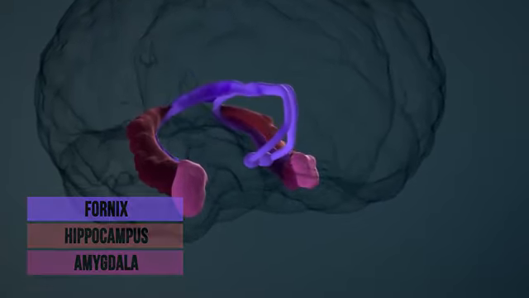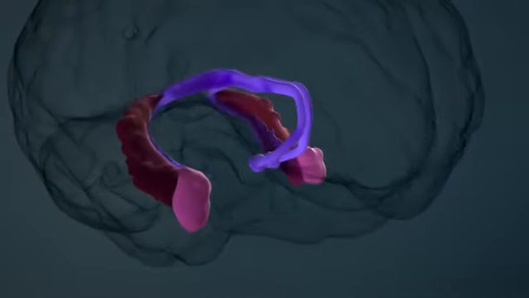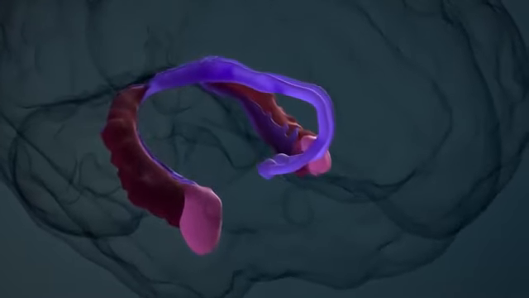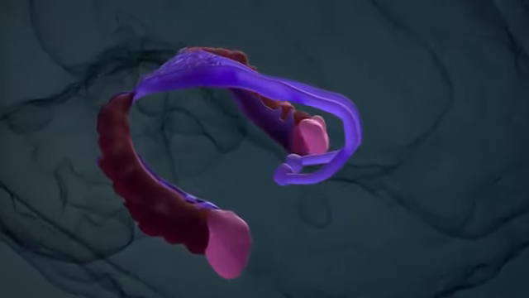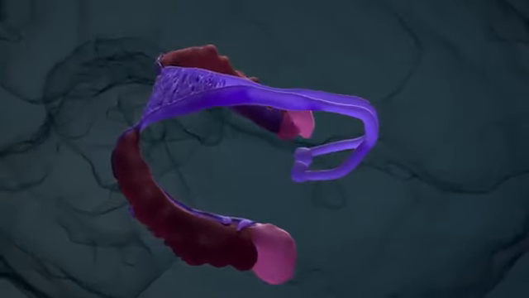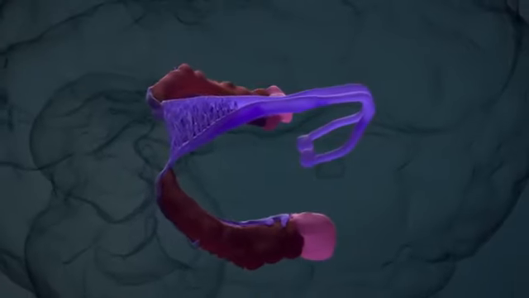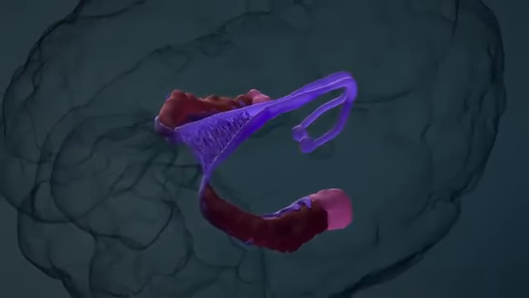The hippocampus is responsible for memory formation. If the hippocampus is removed or destroyed, people are unable to store new memories. The amygdala is used in particular to store information about dangers.